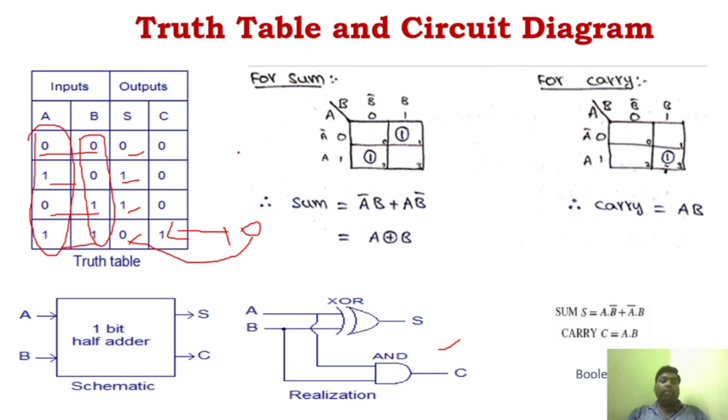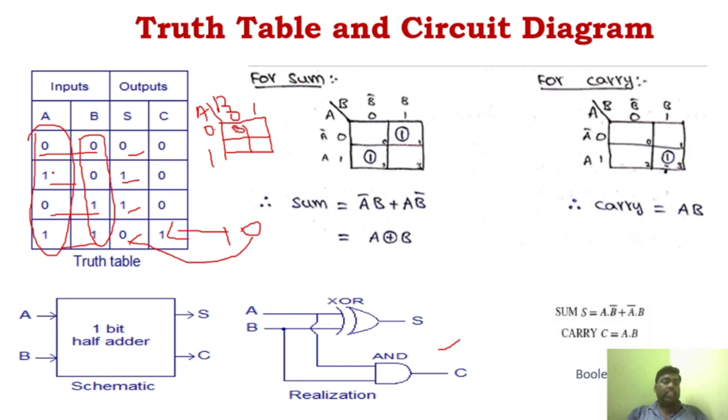So what I will do is I'll draw a K-map. I'll consider this as A and this as B. So this is 0 and 1, this is 0 and 1. Now if A is 0 and B is 0, the output will be 0, correct?